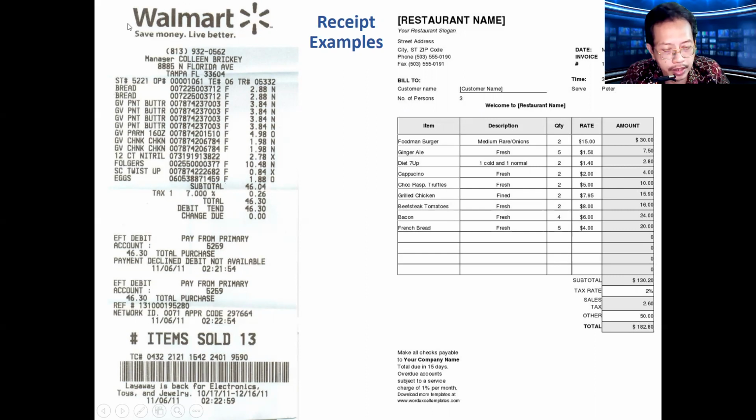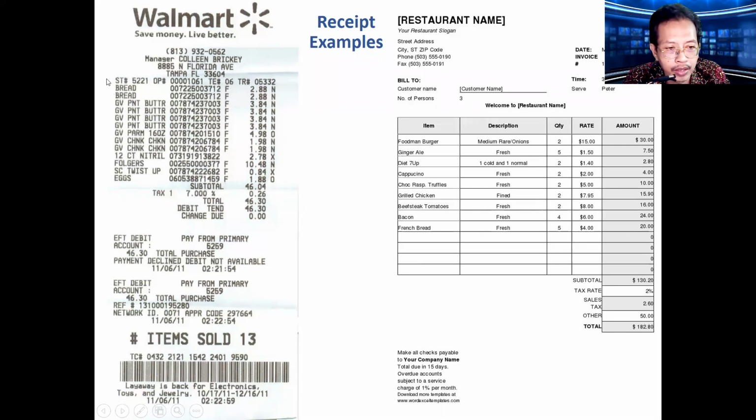Okay, what are the items that you can see here in this receipt? You have the phone number, the name of the manager. Now here, because Walmart is a chain of supermarkets or department stores, it has several stores. This one in particular is from Tampa, Florida. The zip code is 33604.